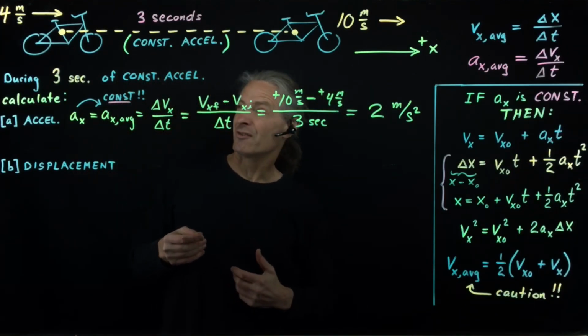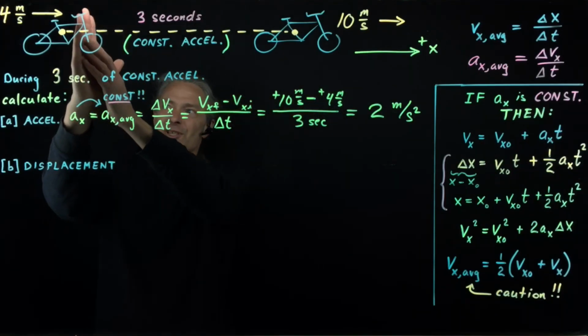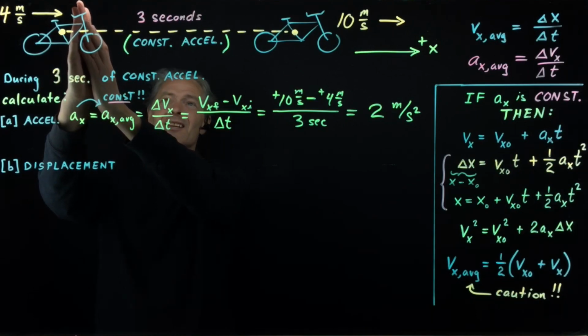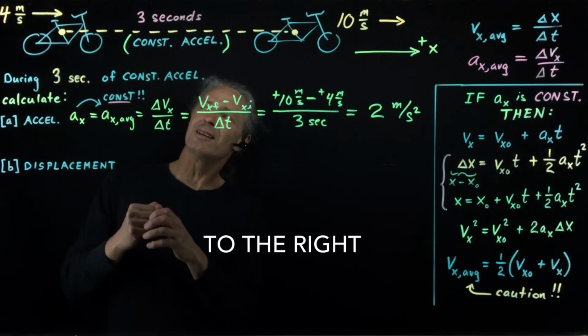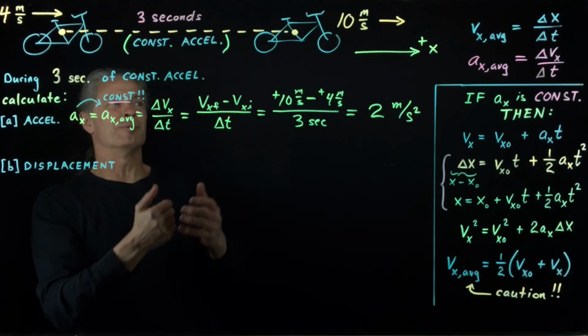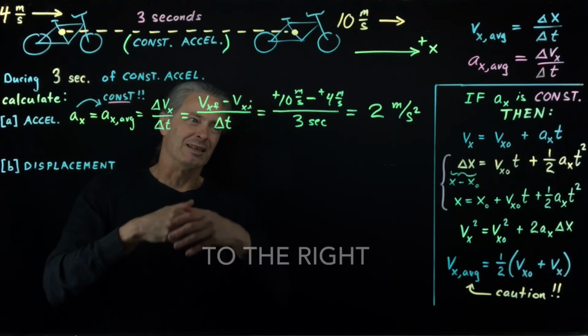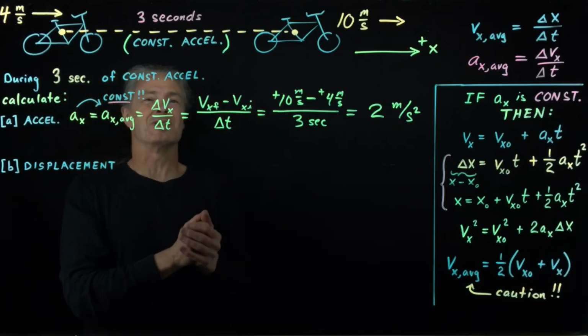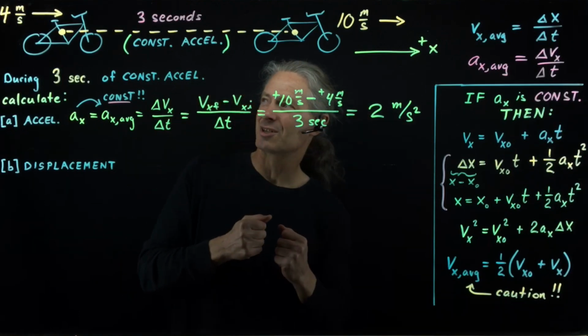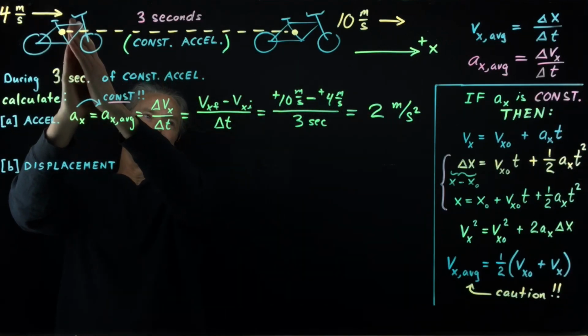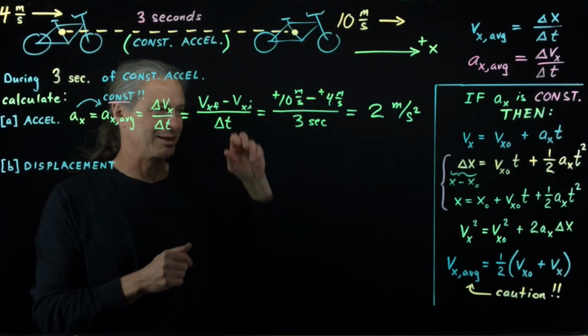To spell that out even more, it's initially going at 4 meters per second. Then 1 second later, it'll be going at 6 meters per second. Another second later, it'll be going 8 meters per second. And then 1 second after that, it's going 10 meters per second. At 2 meters per second squared for 3 seconds, that takes you from 4 meters per second to 10 meters per second rightward.